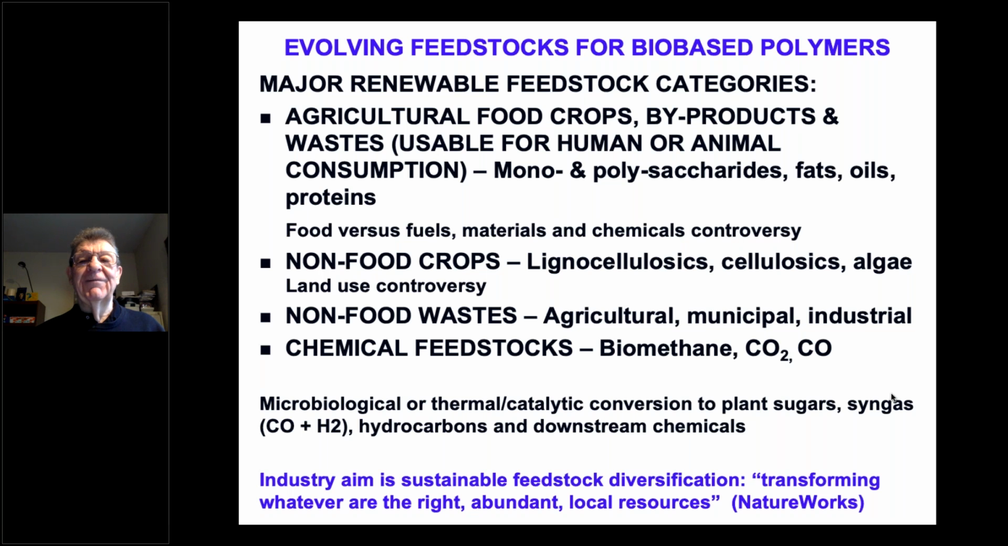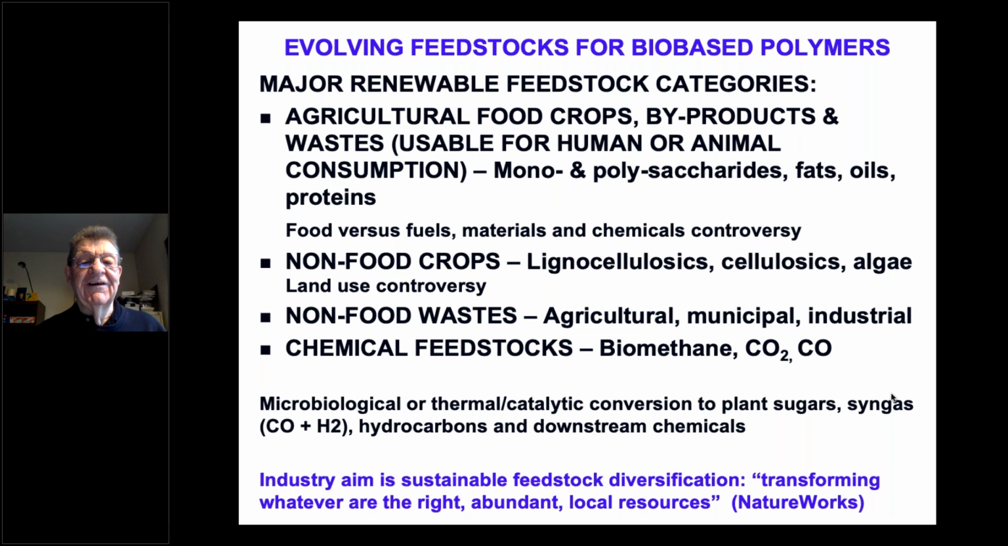What are bio-based plastics made from? Well, the feedstocks come in essentially four different types. First of all, agricultural food crops and byproducts and waste. Now, these could be used for human or animal consumption, like saccharides and fats and oils and proteins. But here we get into the food versus fuels and materials controversy. Should we be using these types of crop for making materials and fuels rather than as food crops?